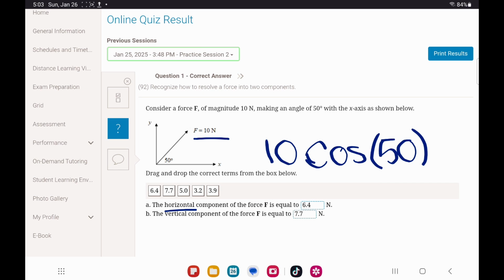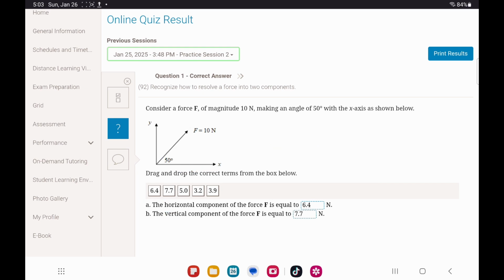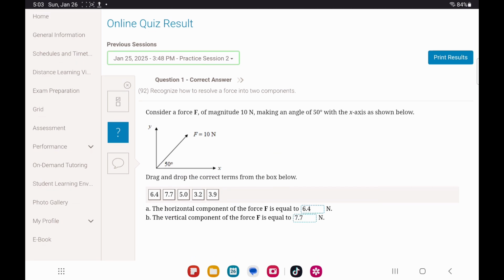And remember this because you might get it wrong. It has to always be the angle to the x-axis. It can't be this angle here. It has to be the angle touching the x-axis, okay? So 10 cosine 50, when you do it on your calculator, is 6.4, and one of our choices here is 6.4. So that's the answer.